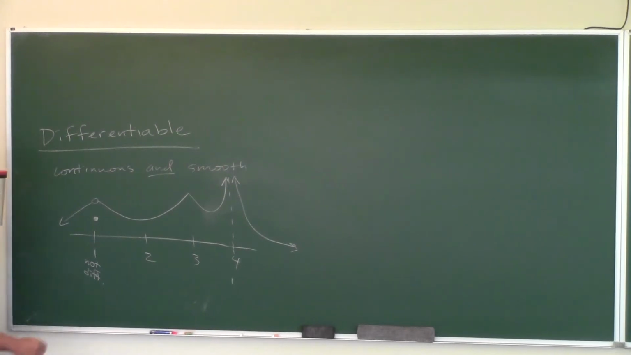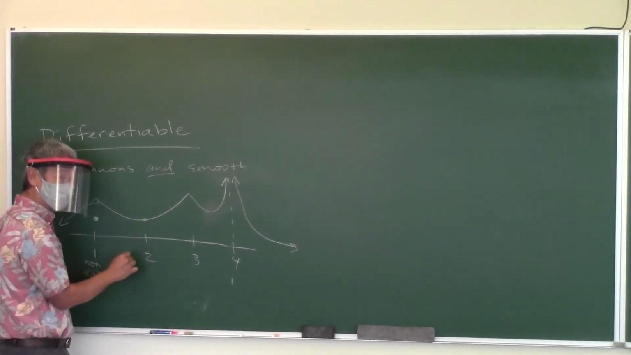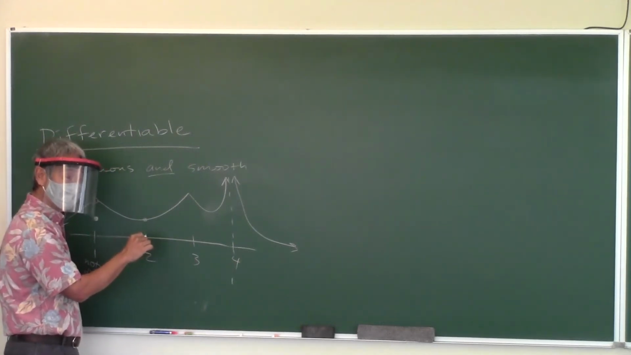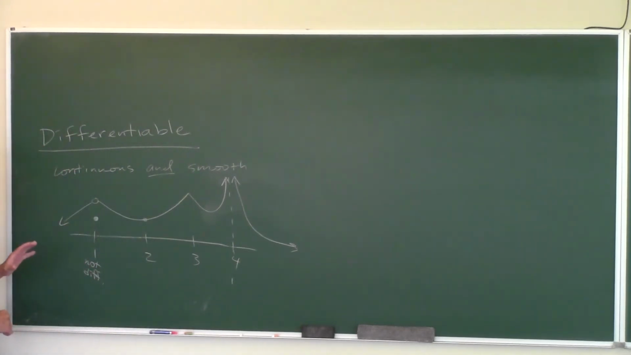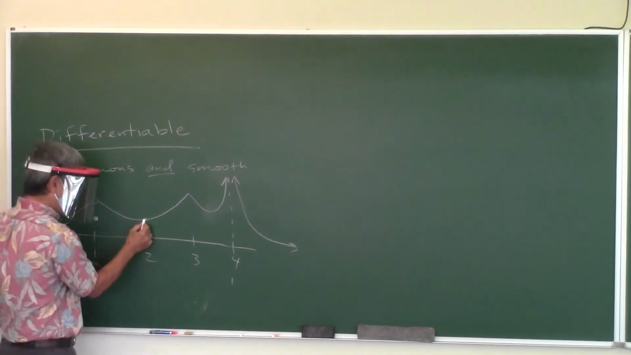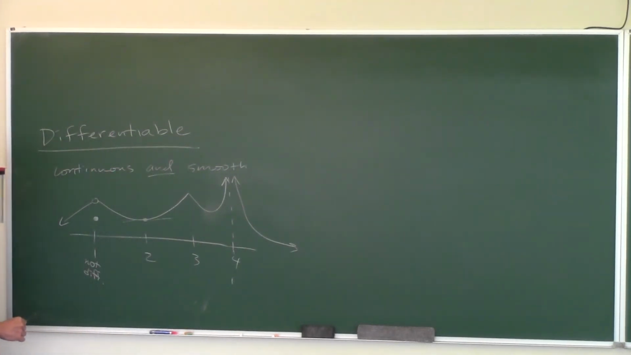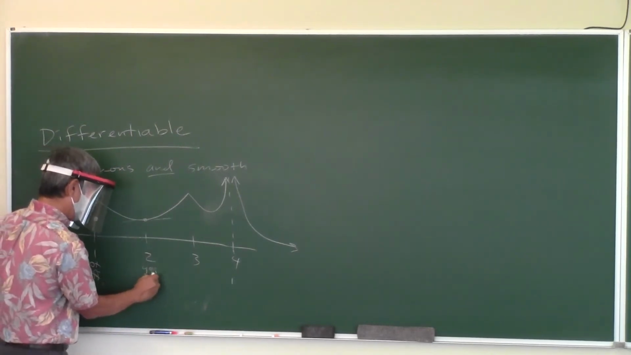What about a 2? Right here. Is it continuous? Is it smooth? Like no sharp point? Yeah, and you know how you can tell that it's smooth? The left-hand slope and the right-hand slope are the same. Because if the left-hand slope and the right-hand slope are different, you would end up with a sharp point, right? So yes, it is differentiable here.